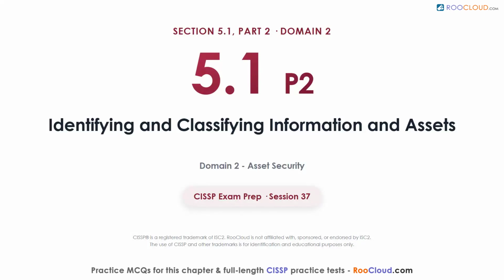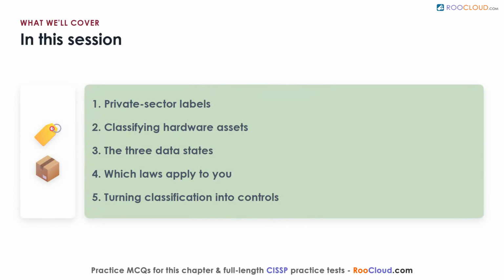Welcome to Section 5.1, Part 2. This is the 37th session of the CISSP Exam Prep series. Having seen how governments classify data, we now turn to how private organisations do it and what happens next. In this session, we'll take classification from theory into practice.